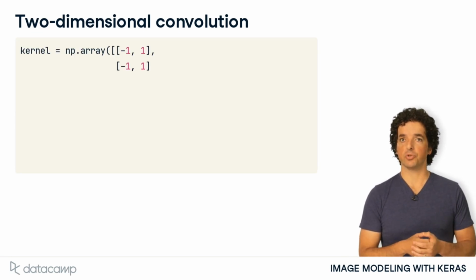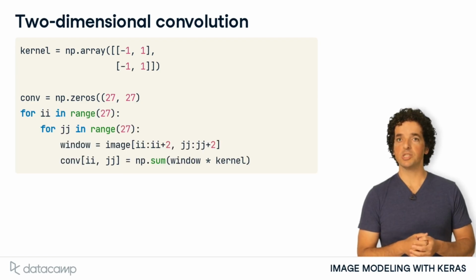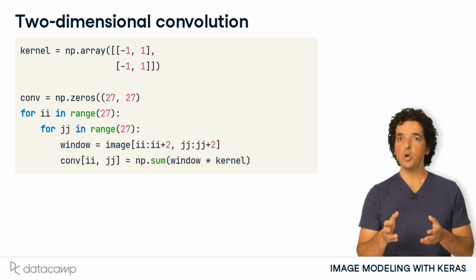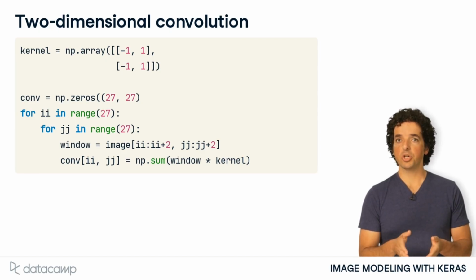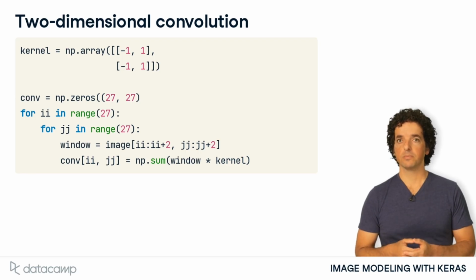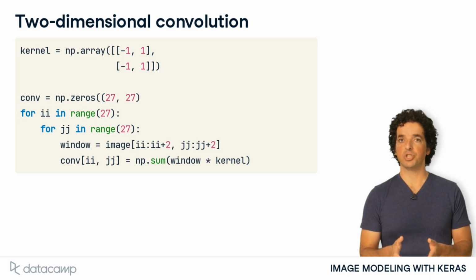First, we create the kernel. Then, we create the array that will store the results of the convolution. We iterate over all the locations in the image. In each location, we select a window that is the size of the kernel. We multiply that window with the kernel and then sum it up. This sum is then entered as the value of the convolved image in that location. At the end of the loop, the array will contain the results of the convolution.